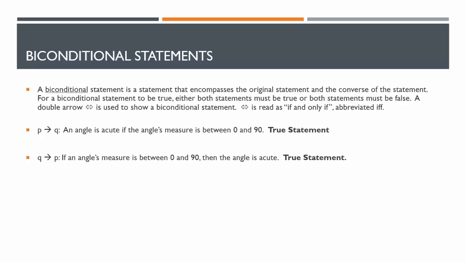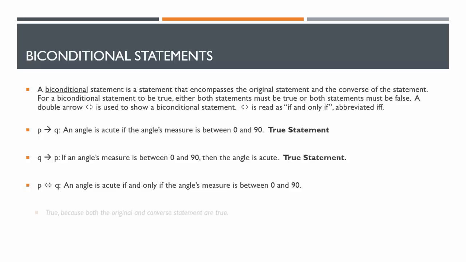So when we look at statement P implies Q, we have an angle is acute if the angle's measure is between 0 and 90 degrees. We already know that that's a true statement. If we look at Q implies P, if an angle's measure is between 0 and 90 degrees, then the angle is acute. That is also a true statement. So we get the biconditional statement, an angle is acute if and only if the angle's measure is between 0 degrees and 90 degrees. That statement is true again because the original statement is true and the converse statement is true.